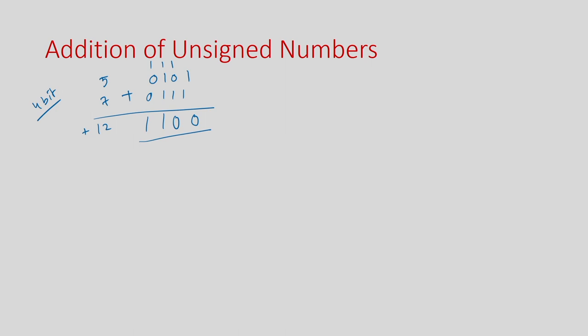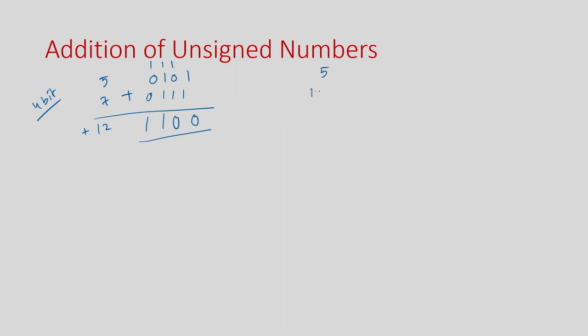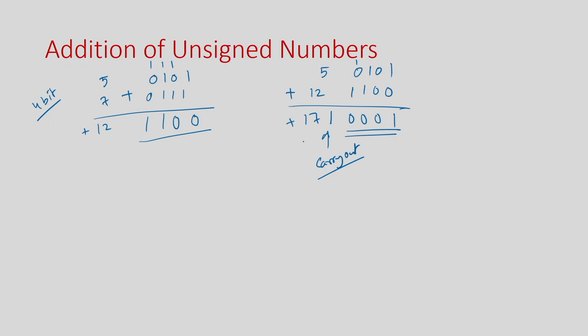Now, what will happen if the addition value is more than the number of bits we have with us? Let us take the example where I want to add 5 plus 12. So, 5 is 0 1 0 1 and this is 1 1 0 0. I want to do the addition. So, it is basically 17, right. If I do the addition here, it gives 1 0 0 0 1, with a carry here. So, what is going to happen, because you have 4 bits, this is the carry bit. So, this is the carry out, and since for your result you have only 4 bits to store, you have to discard this, right.